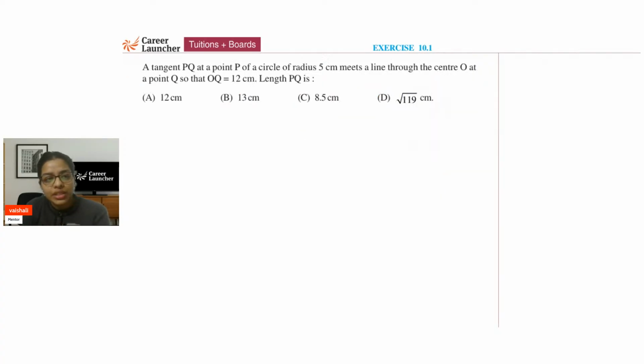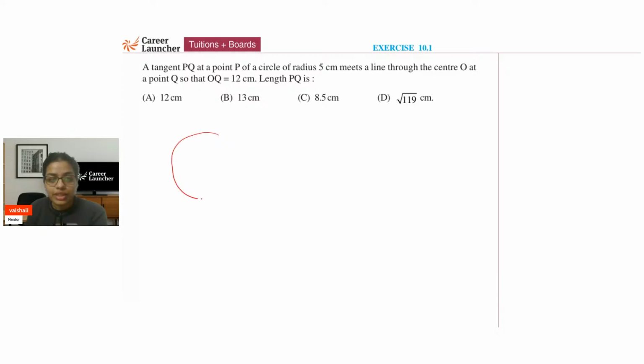Now moving on to the next one. So this is a question. तो इस पे based हम एक question कर लेते हैं जल्दी से. A tangent PQ at a point P of a circle of radius 5 meets a line through the center O at a point Q so that OQ is equal to 12 centimeter.